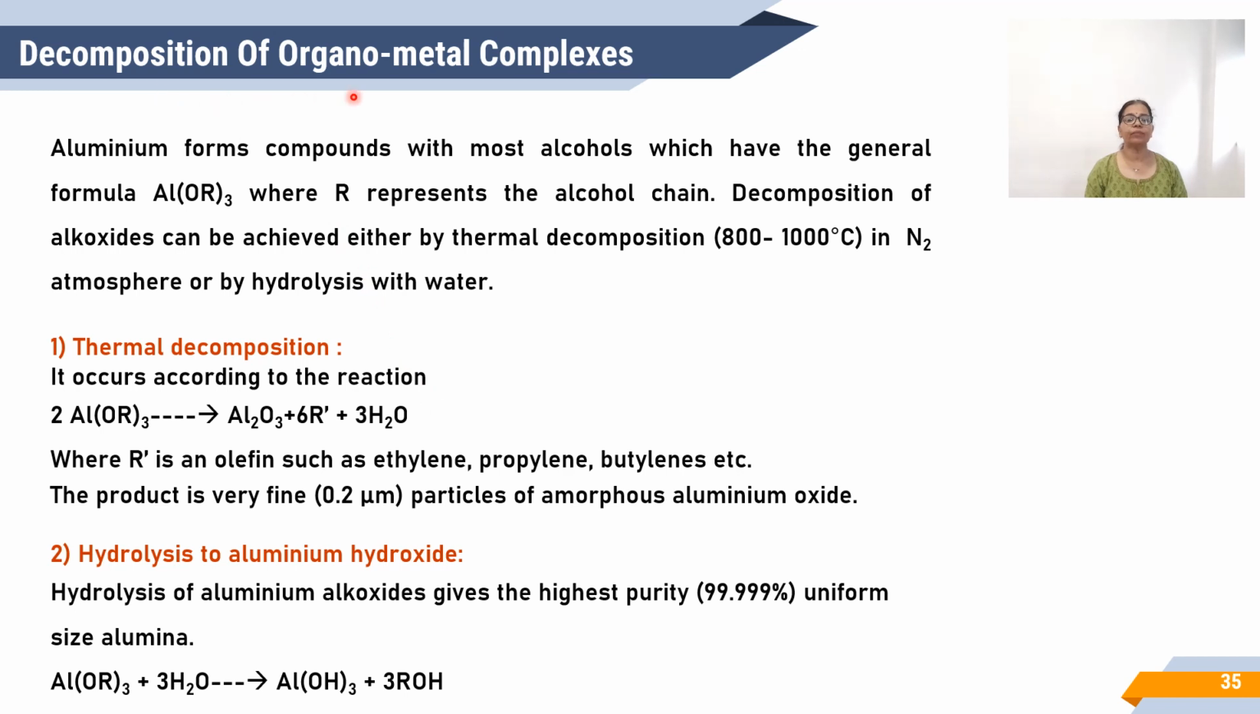Now the other method is decomposition of organometal complexes. The aluminium forms compounds with most alcohols. In general, the formula is Al(OR)3, where R represents the alcohol chain. And the decomposition of alkoxides can be achieved either by thermal decomposition, that is 800 to 1000 degrees centigrade in nitrogen atmosphere, or by hydrolysis with water.